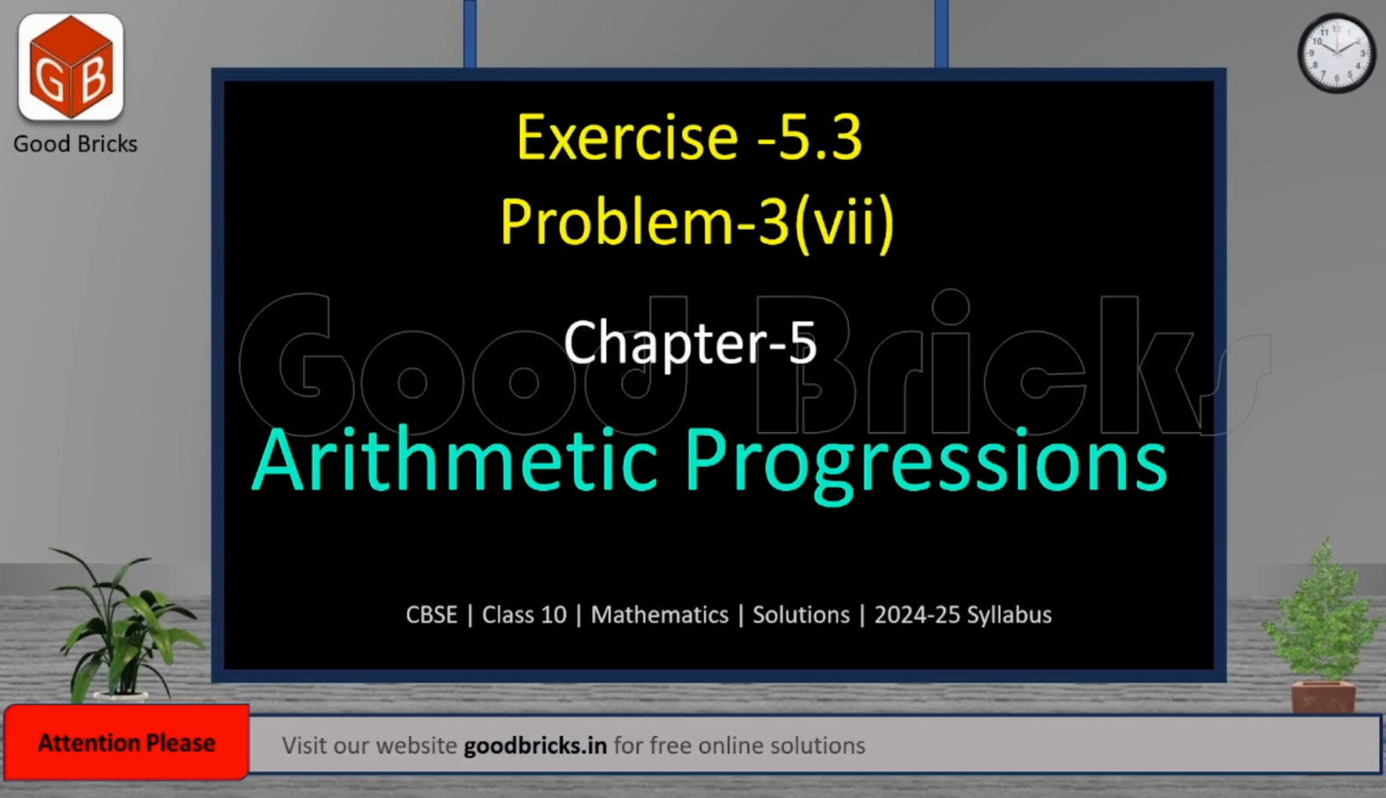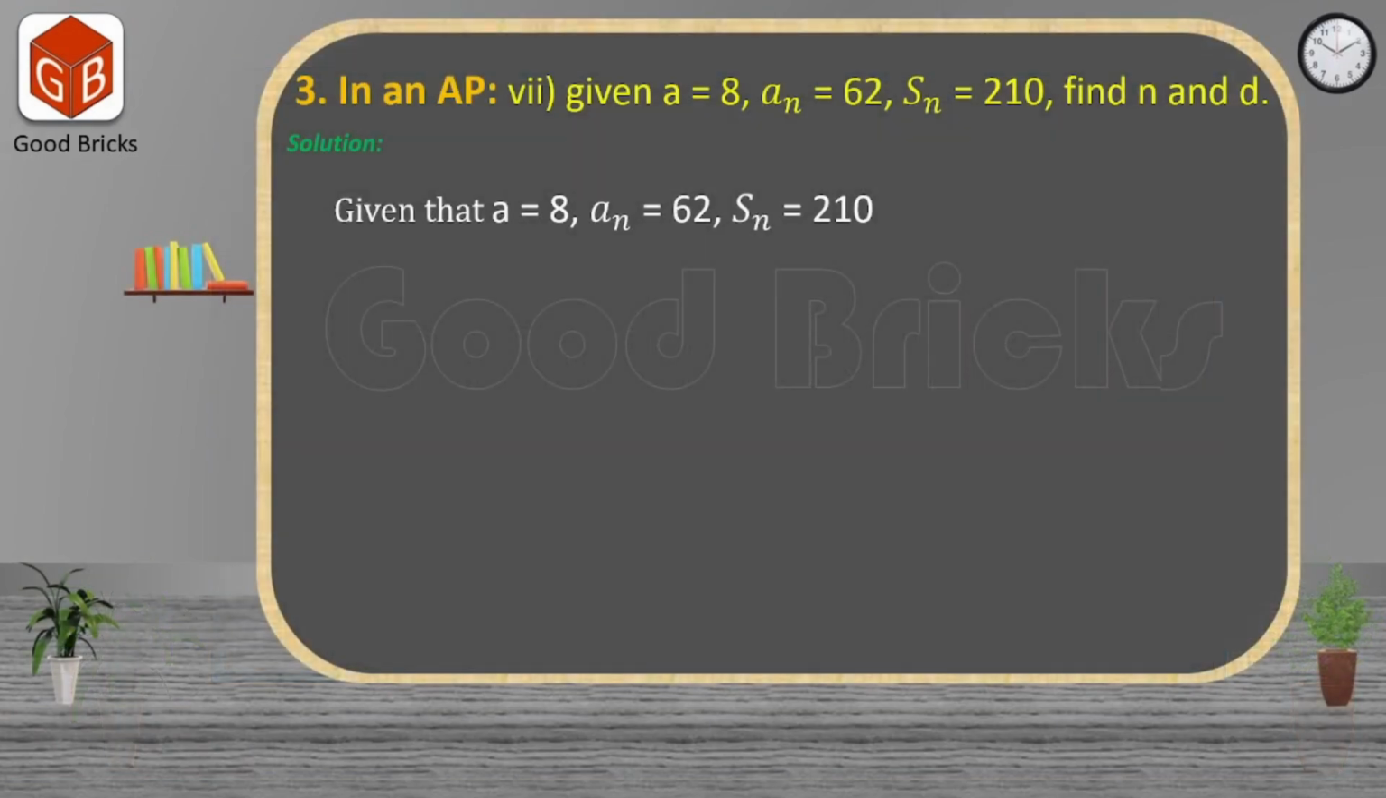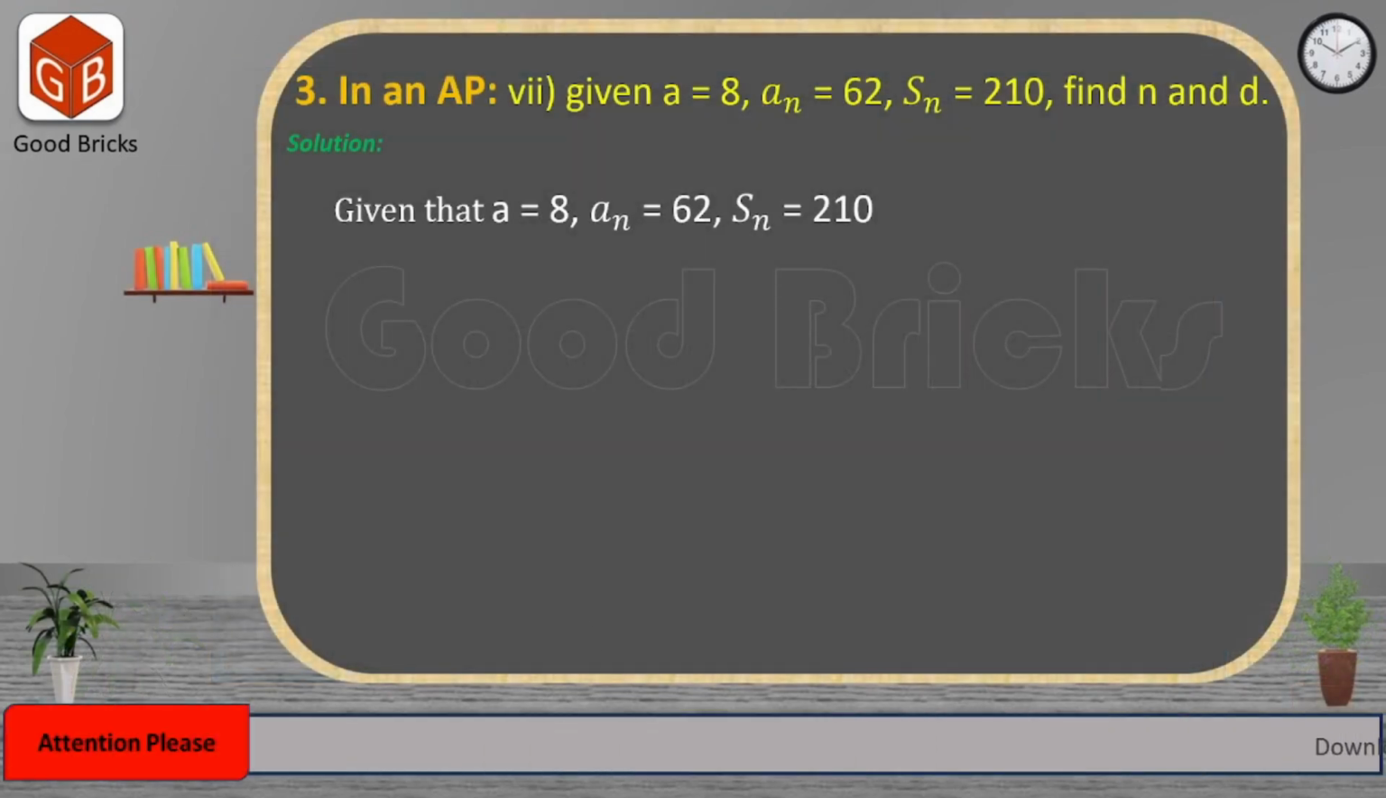Now we are going to solve 7th bit in problem 3. When you look at this problem, they have given first term a is equal to 8, nth term 62, sum of the n terms 210. Now using these values, we have to find the value of n, which is the number of terms, and the value of d, which is the common difference.